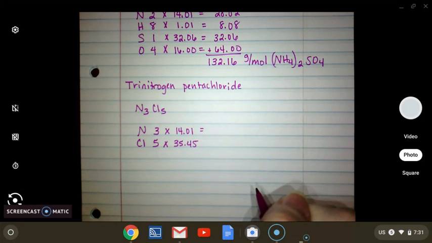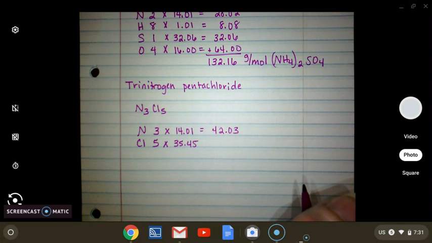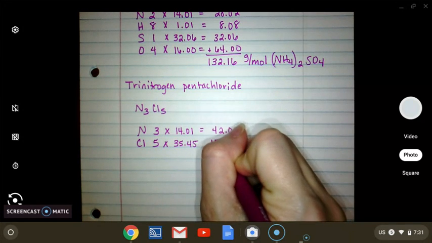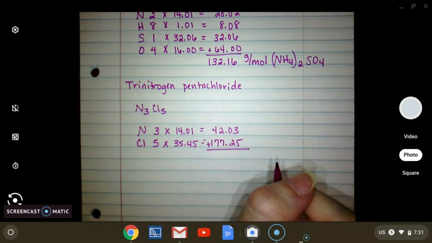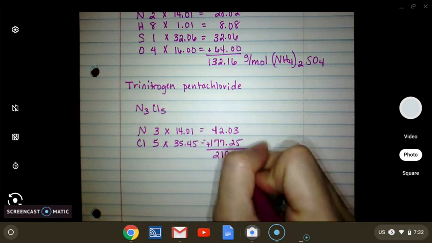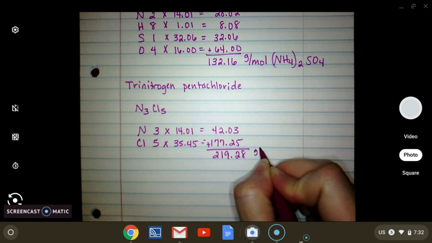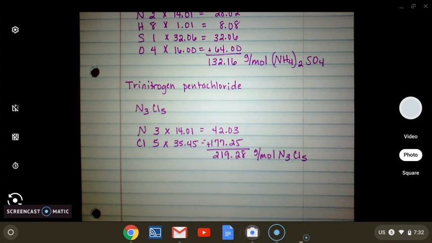So then you're going to multiply them out. You get 42.03 and 177.25. Add those together. 219.28. Again, that's grams per mole. N3Cl5. Okay, so pretty simple stuff right there. You're just multiplying and adding.